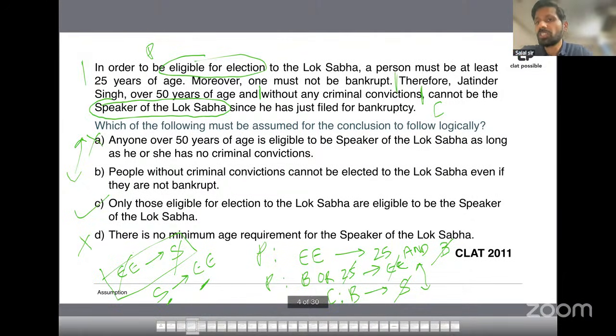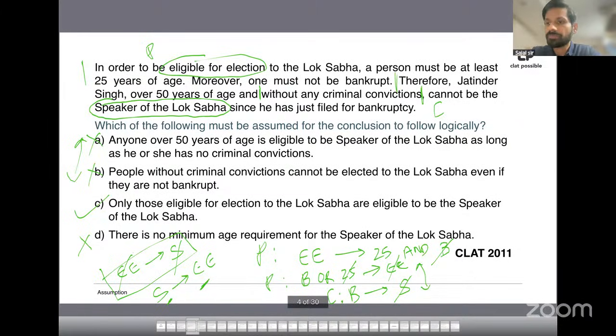B says people without criminal convictions cannot be elected to the Lok Sabha even if they are not bankrupt. Again, this is a rather irrelevant option. Option C is correct. It fixes the gap. It tells us what is missing in the argument, what is unstated in the argument, that in order to become the speaker, you must be eligible for election. Only then the argument will hold true, right? Without this, the argument will fall apart. Option C is correct.